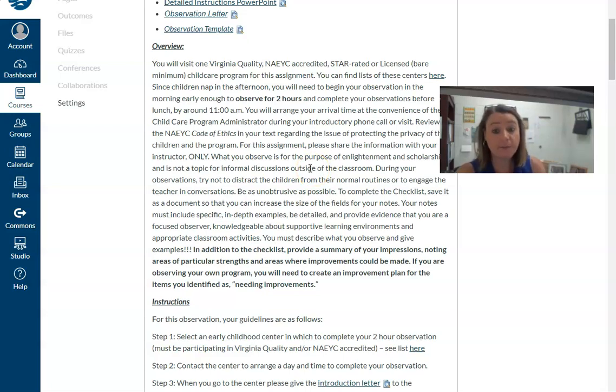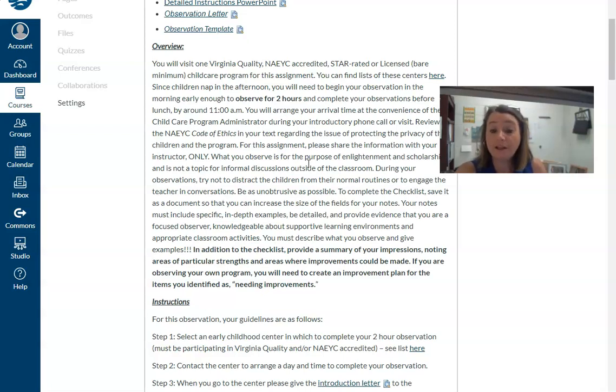As detailed as possible. Remember, I have not been in every single classroom in this area or in the area that you are in. And so the only way I can see what it is that you actually were able to observe is by what you write. And so that means be as detailed as possible.